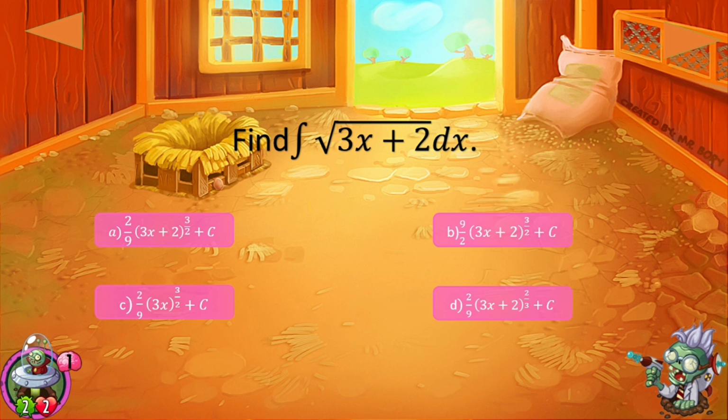And the answer in this number is letter A, 2 over 9 times (3x plus 2) raised to the power of 3 halves plus c. How did we end up with this answer? Let's find out.